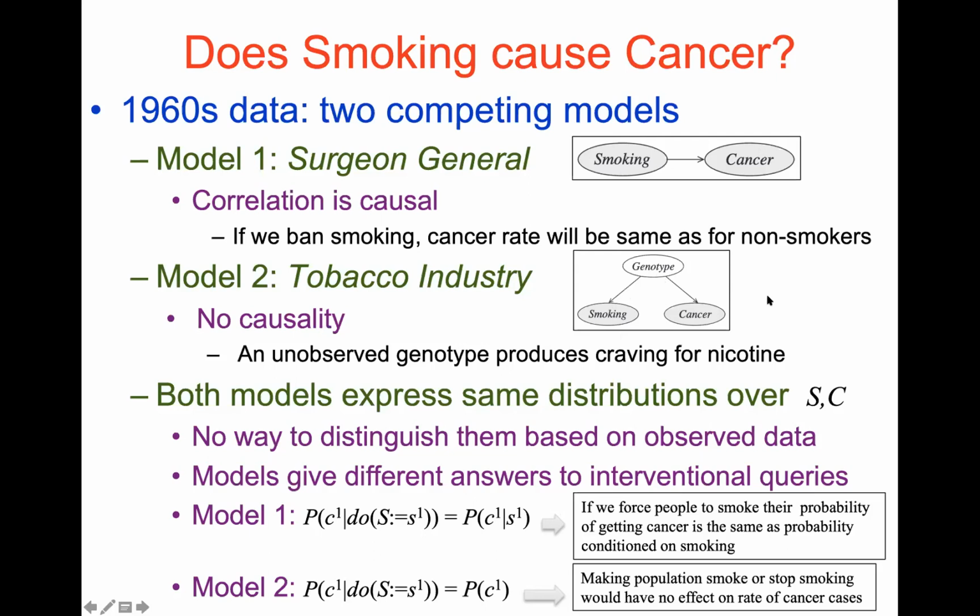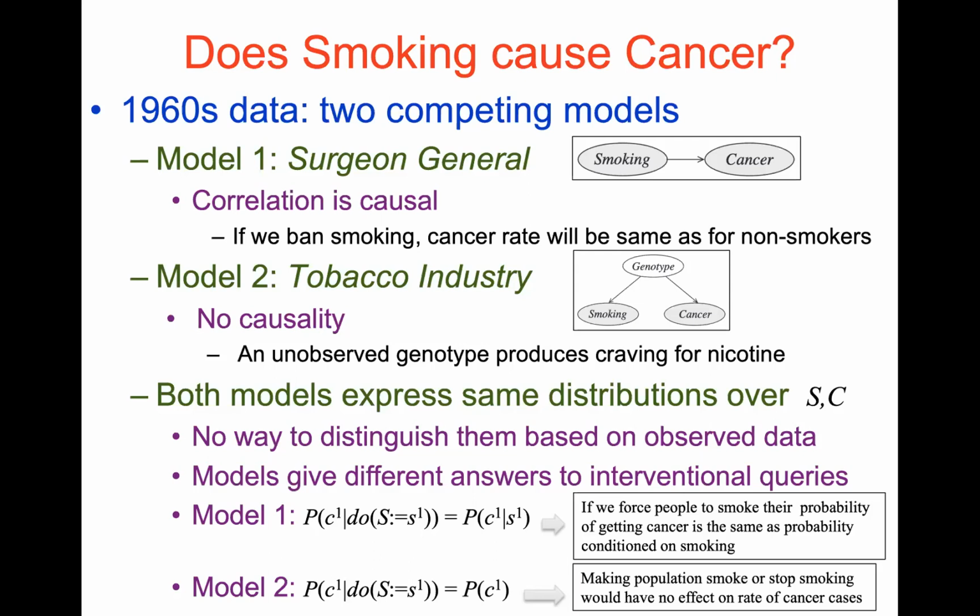Okay, so we have two groups of statisticians, one saying correlation is causal, the other one saying it's only correlation, no causality. Both models express the same distribution over smoking and cancer. No way to distinguish them based on observed data. So you got the data about smoking, about cancer, when they are correlated. When one goes up, the other goes up. When this goes down, the other one goes down, like that.